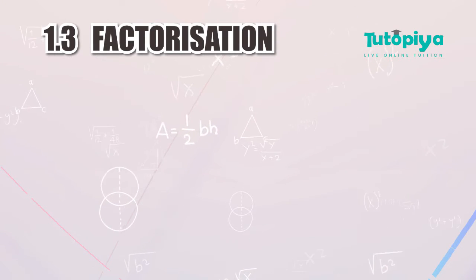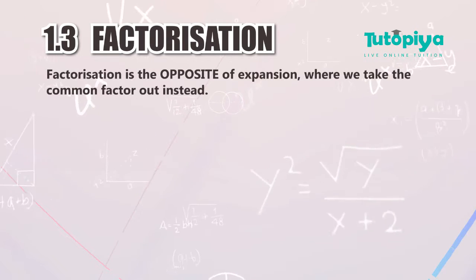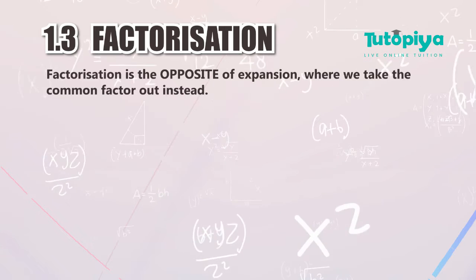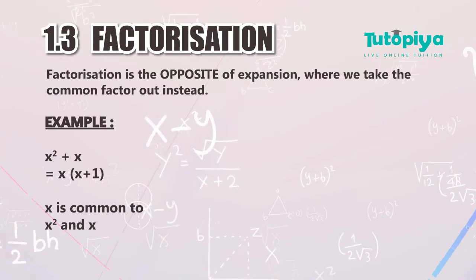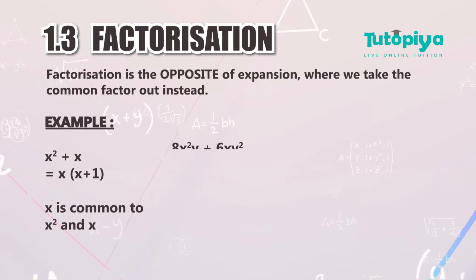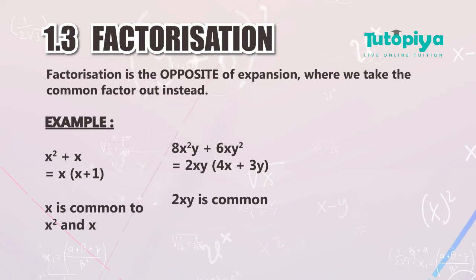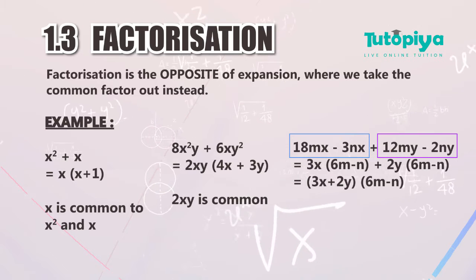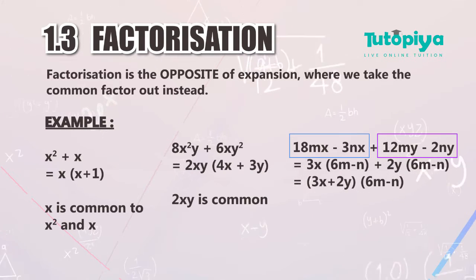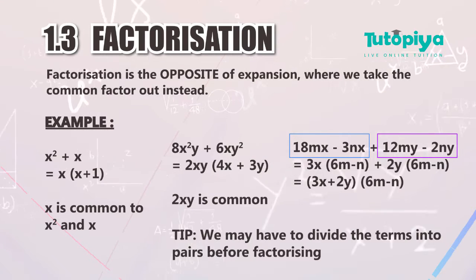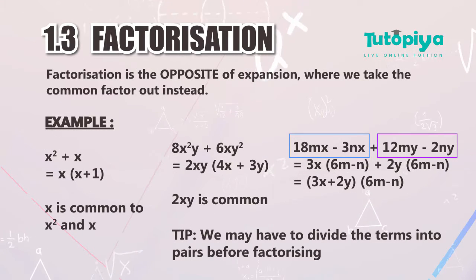1.3 Factorization. Factorization is the opposite of expansion, where we take the common factor out instead. Example. Tip: we may have to divide the terms into pairs before factorizing.